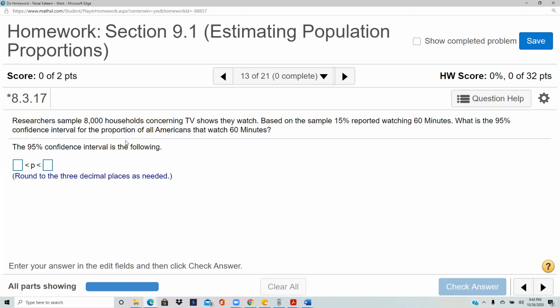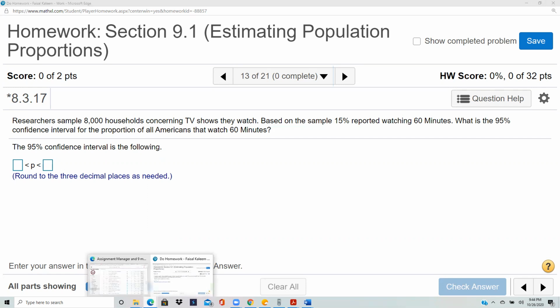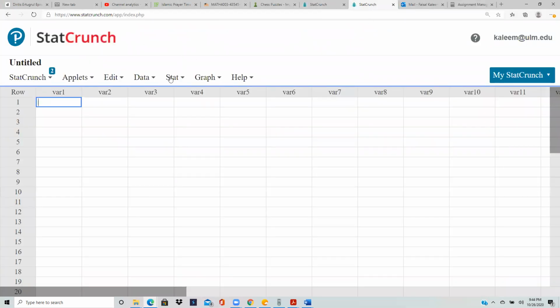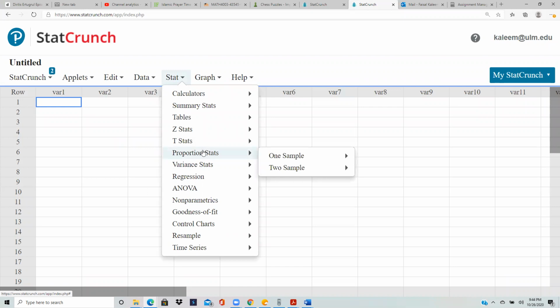So to calculate confidence intervals involving proportions, we will use proportion stats on the StatCrunch. So let's open StatCrunch. You will do Stats, Proportion Stats, and for a long time we'll be doing just one sample. And normally it's with summary. If it's with data, you will see information given in the form of data values instead of some summarized information.